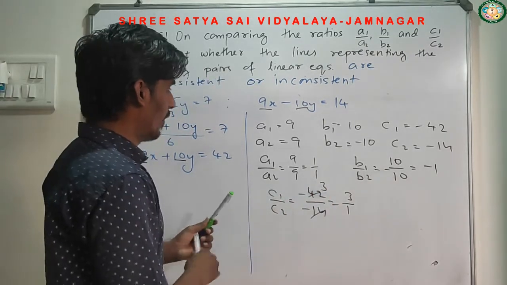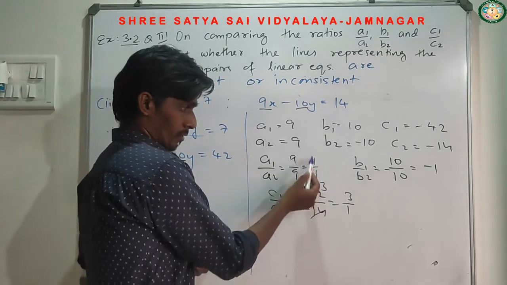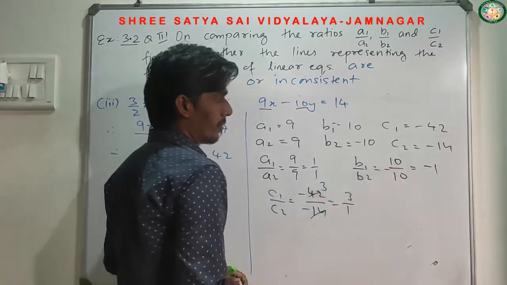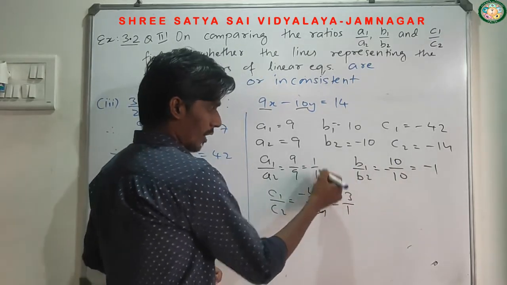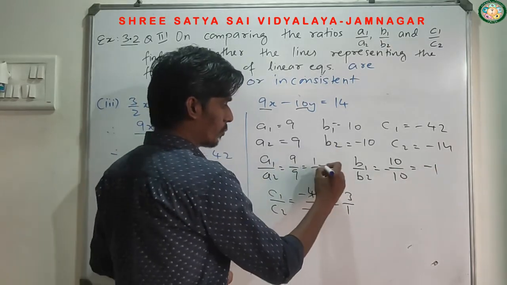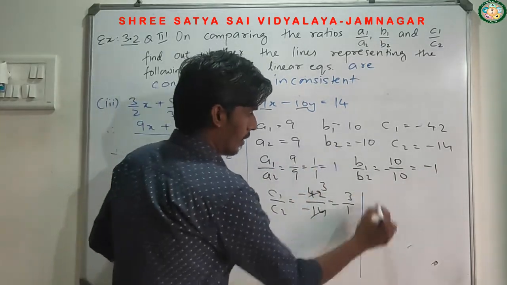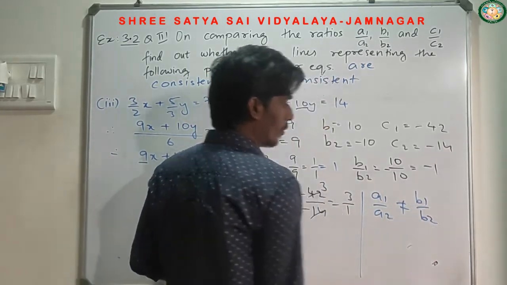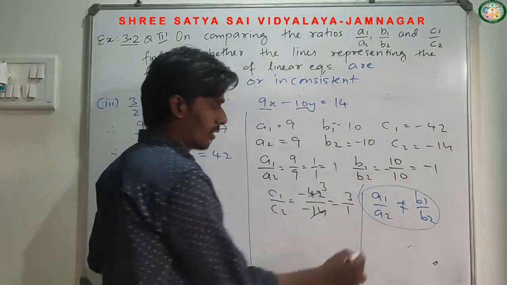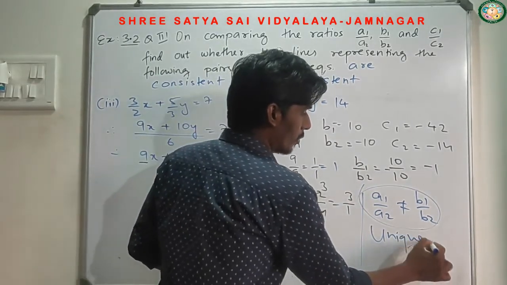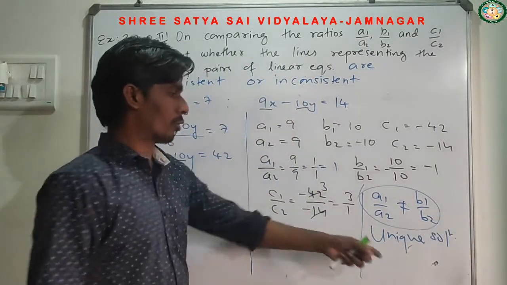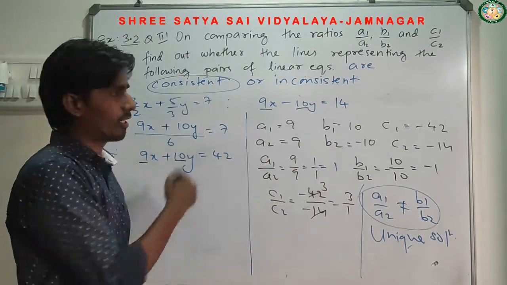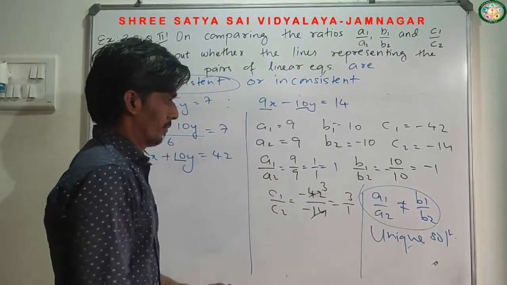So if you look at all the values, A1 upon A2 is 1 upon 1, that is 1. B1 upon B2 is 10 upon minus 10, that is minus 1. Here A1 upon A2 is not equals to B1 upon B2. So this type of equation is having again its unique solution. So solution is possible. Then I can say that this is a consistent equation, or consistent line.